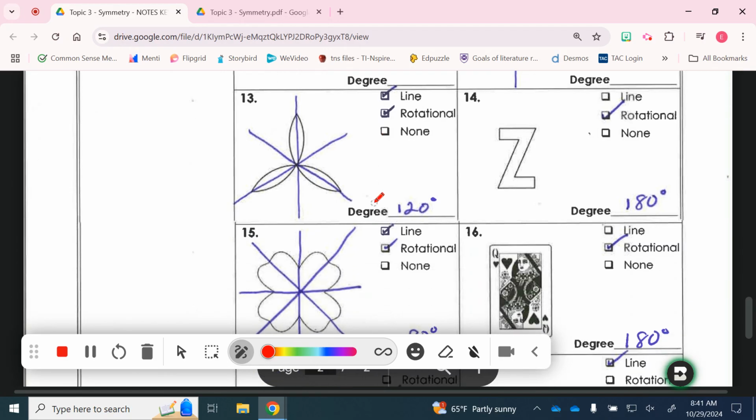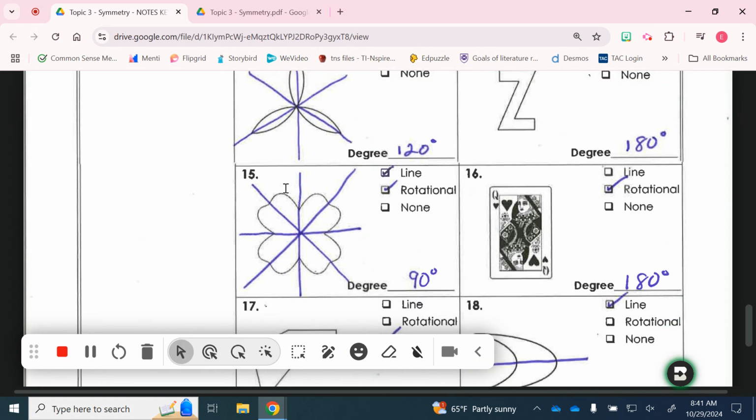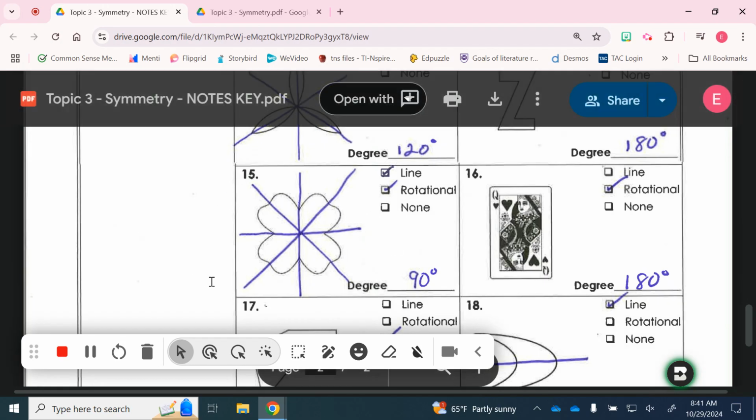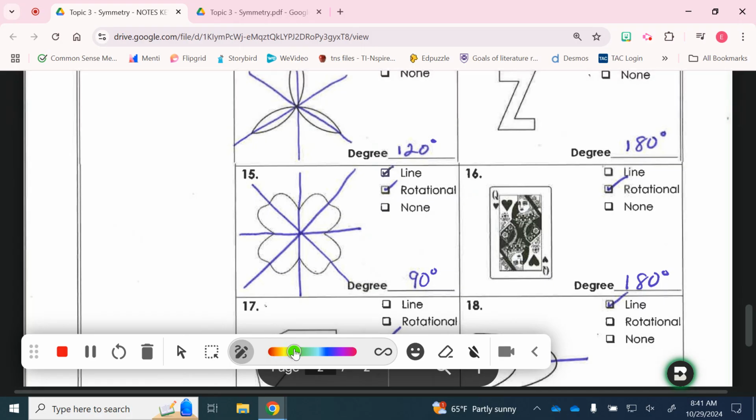This one could have been taken two different ways. If you looked at this more like a square, you would have gotten 90 degrees. However, because it was brought to my attention before, you could also view this as kind of octagonal. So it would have worked either way.